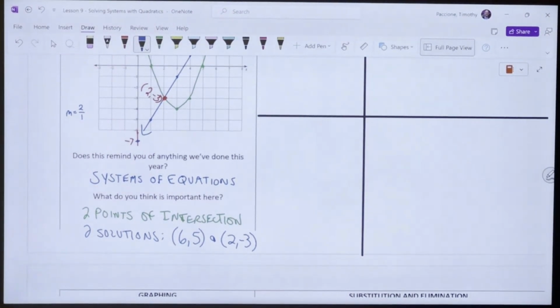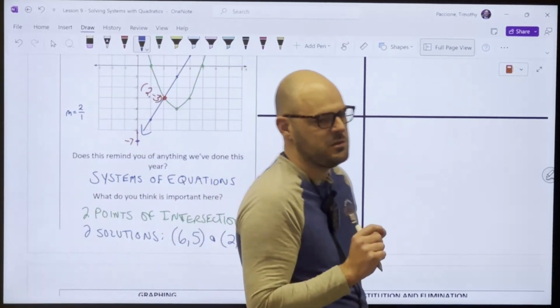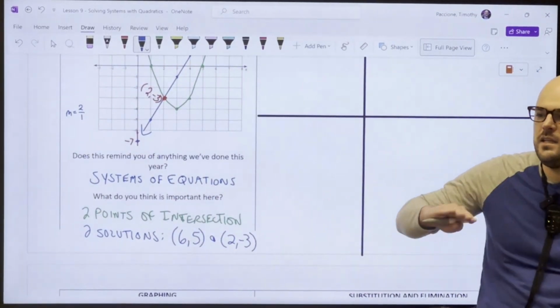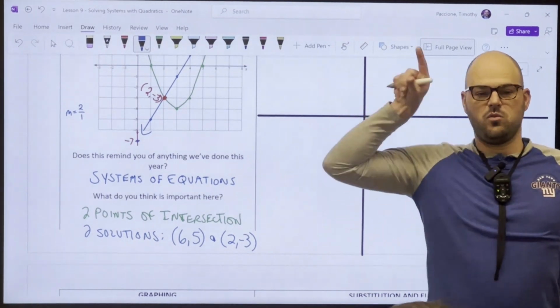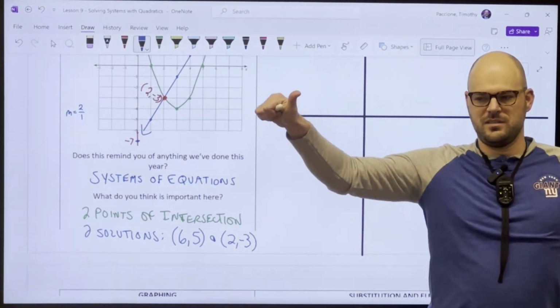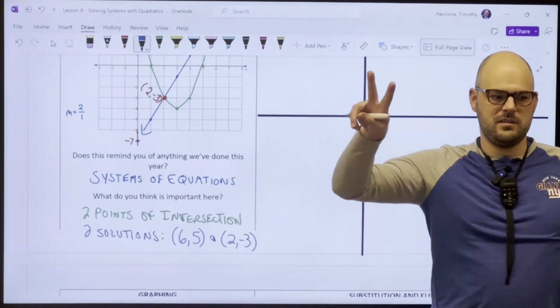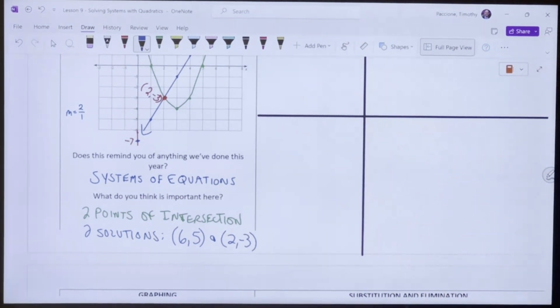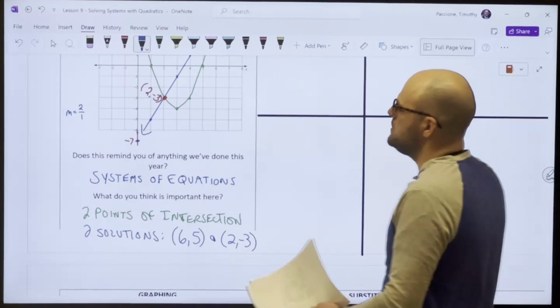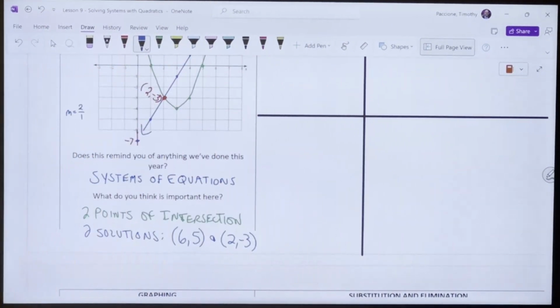You have your solutions. But you remember when we had linear systems, we didn't just find them graphically, we found them two other ways. So we had three methods: graphing, substitution, and elimination, right? So we're going to use those same methods, and we're going to go through examples of different scenarios and what you might expect when you use those three methods, okay? So, ready? Okay.